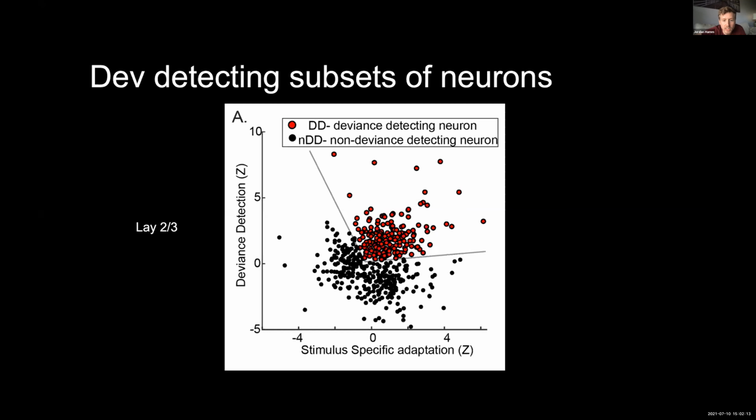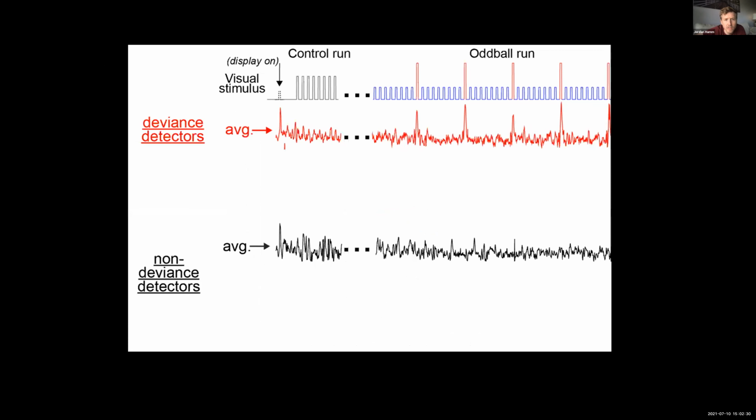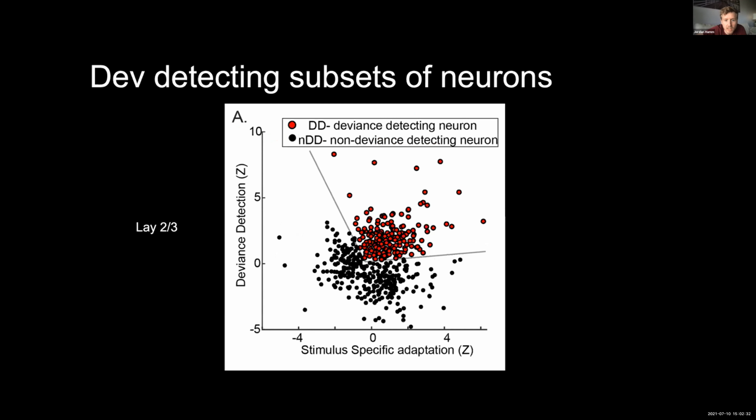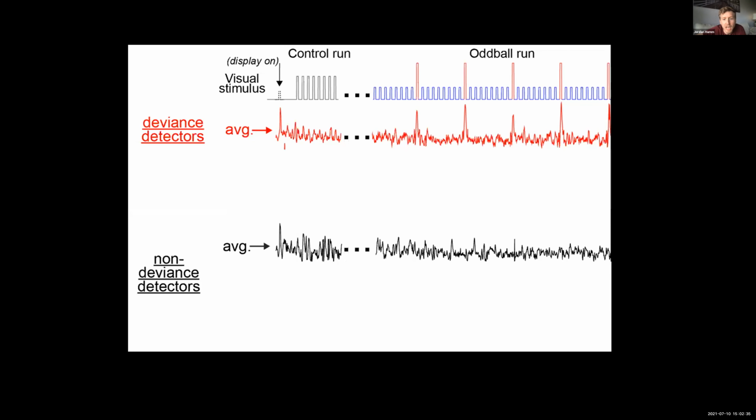And so just eyeballing it here, you can see that there may be a subcluster of cells which show much larger responses to a stimulus when it's contextually deviant. So here's a plot of, if we take those two populations, the black cells and the red cells here, and we average over them in a single mouse, and we look and see what their responses are during the control run and the oddball run, you can see when I turn the display on here, both subgroups of neurons fire quite a lot.